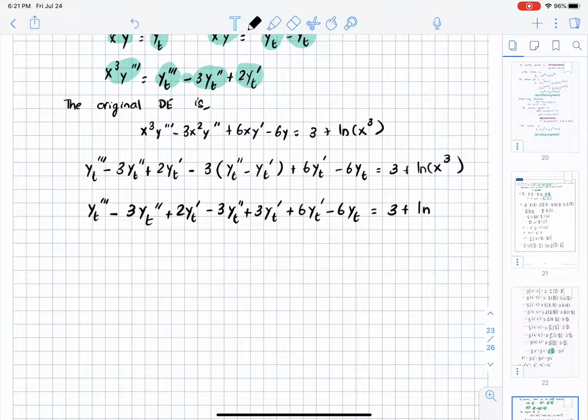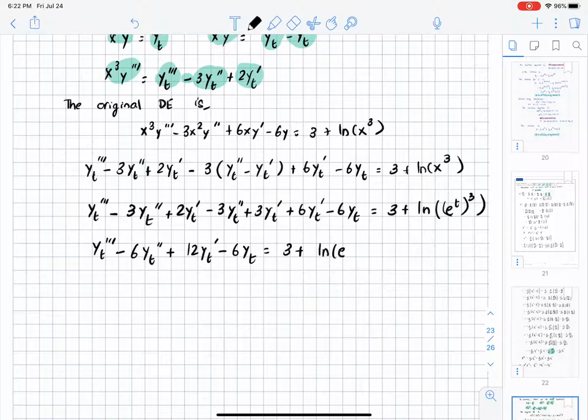I could go ahead and change the x. I know the substitution is e raised t, so I'm going to change it to that. So y'''(t), by combining, I have minus 6y''(t) plus 9, 12y'(t) minus 6y(t) equals 3 plus ln of e raised 3t.